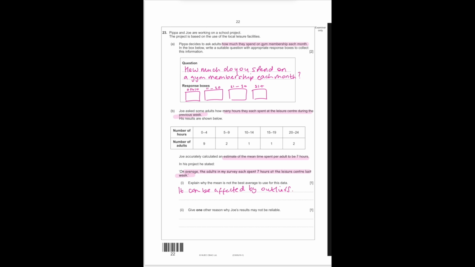Okay, part 2. Give one other reason why Joe's results may not be reliable. Well, let's have a look. How many people did he ask in total for starters? So 9 plus 2 is 11, plus 1, 12, plus 1, 13. He's only asked 15 people. He's not asked enough people, really. So it's a really small sample size. So we're going to put small sample size, should have asked more people. All right.